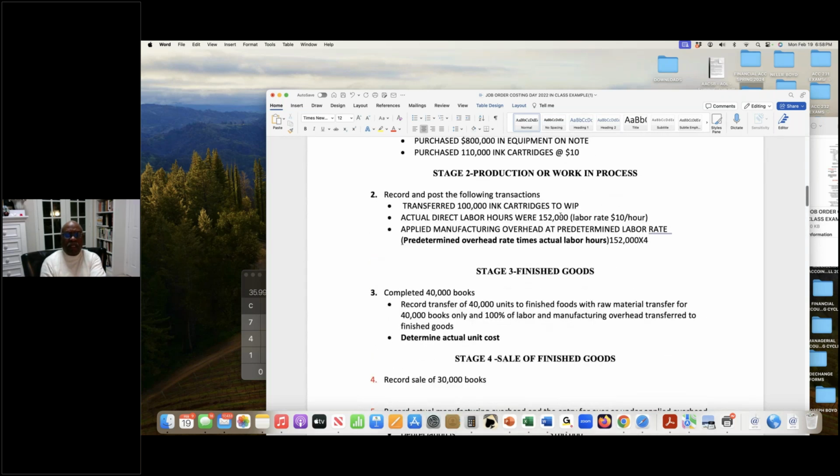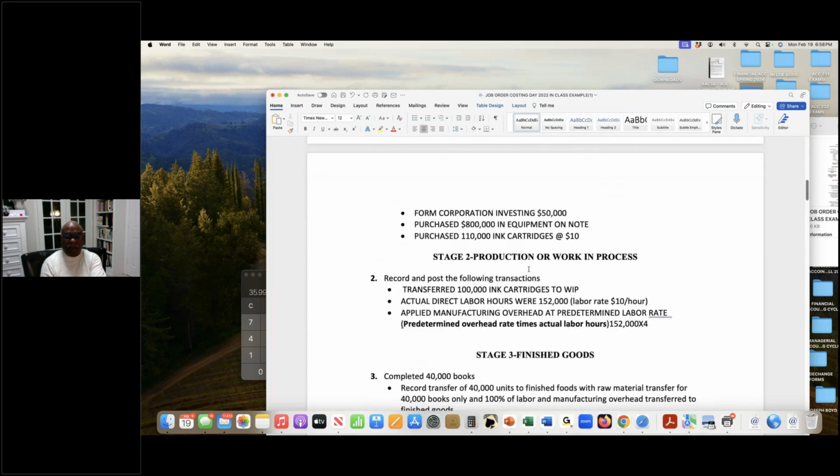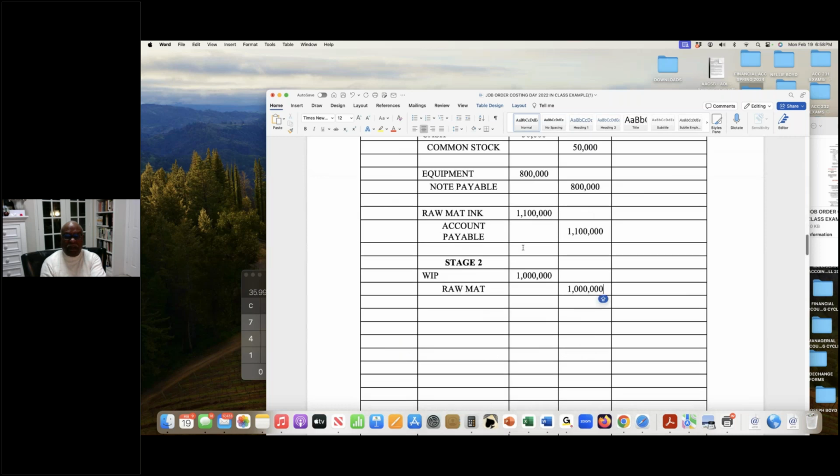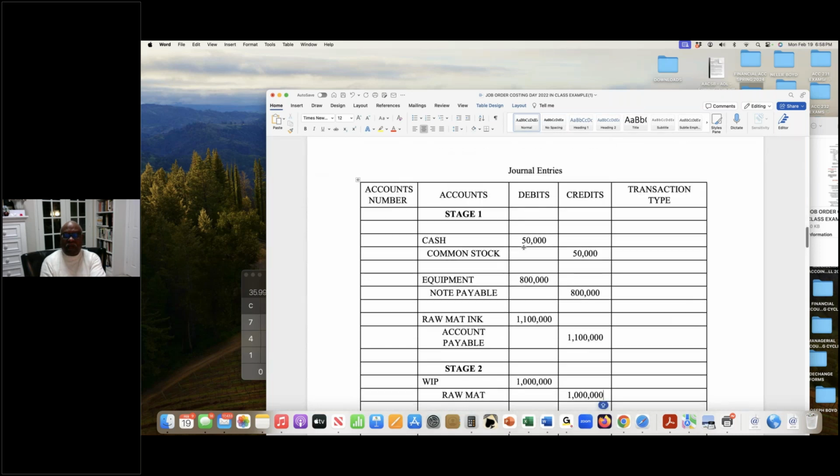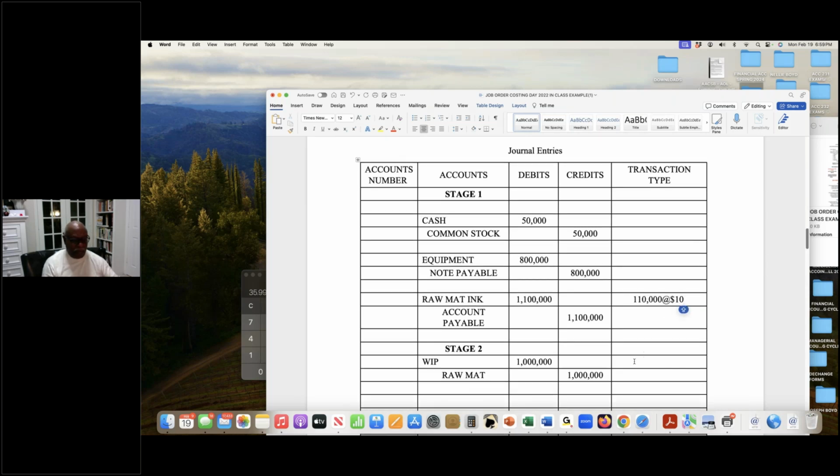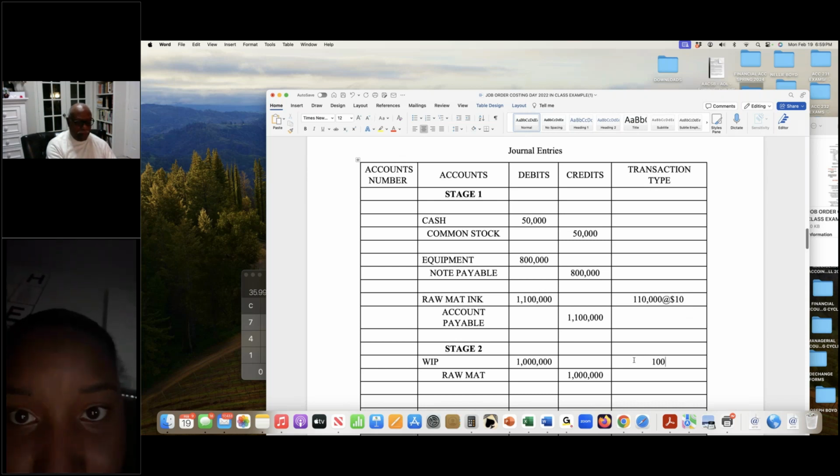When we bought the ink, it was 110,000 ink cartridges at $10. But we're only going to use 100,000 of the ink cartridges, and we're going to hold the others back in the warehouse. So that's going to be 100,000 at 10. What does WIP stand for? Work in process.